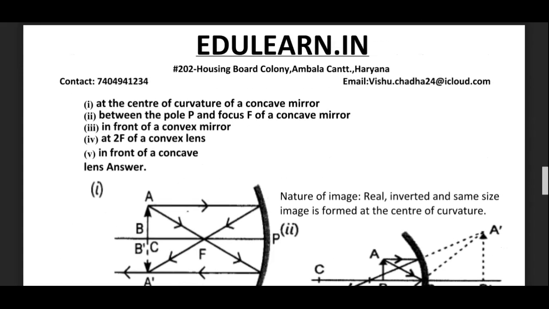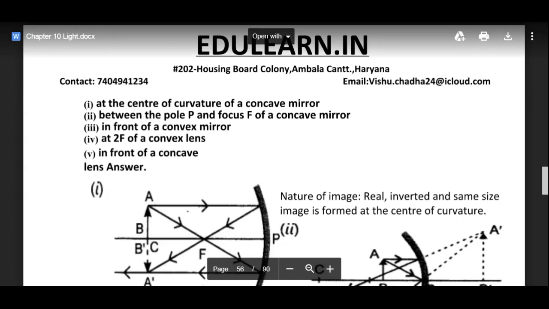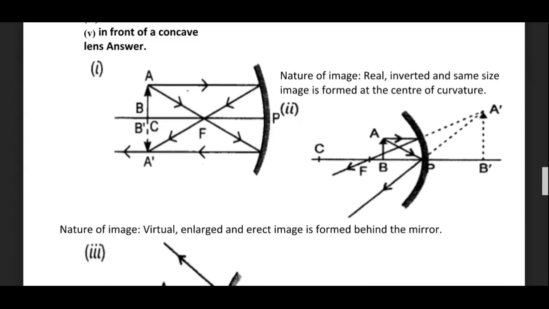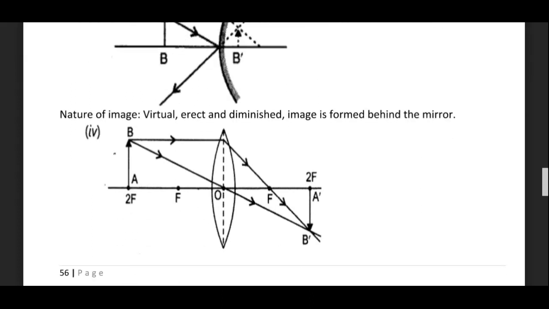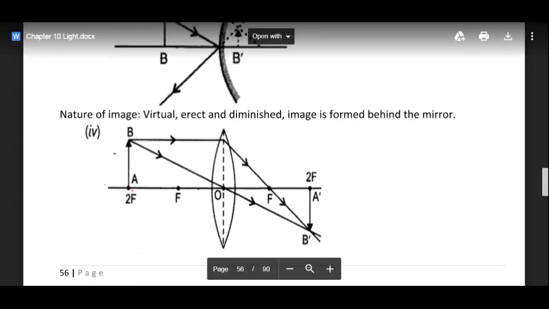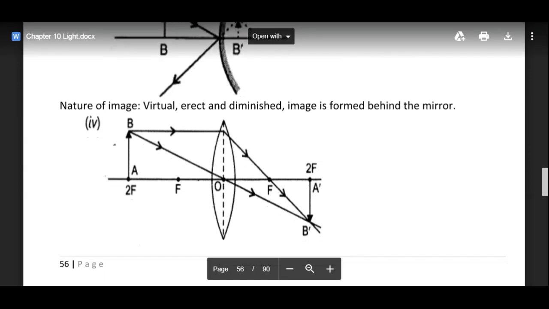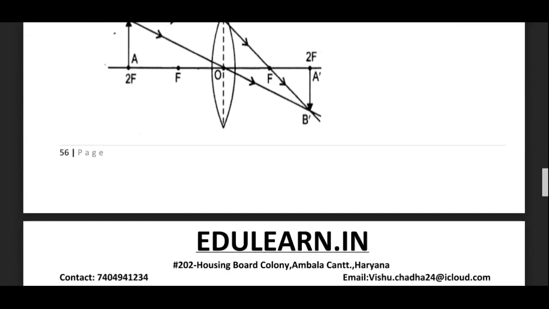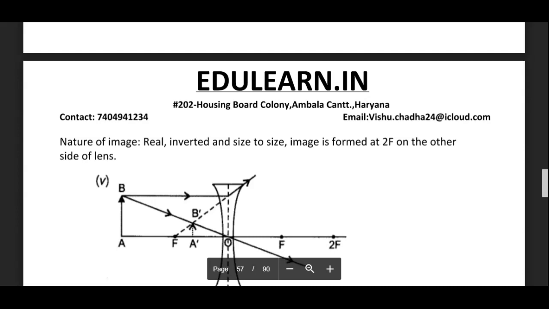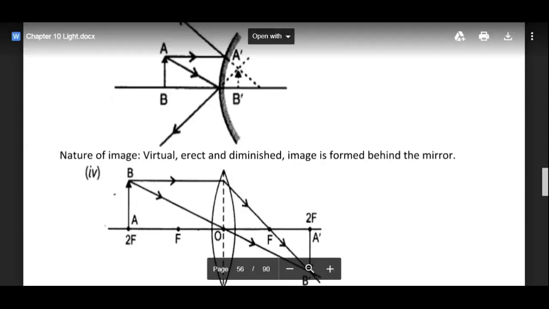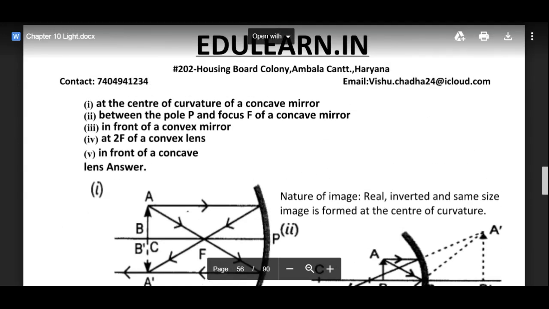Okay. Next case is an object at 2F of a convex lens. Let's see what happens in this case. At 2F, which is the center of curvature only, the image will form at 2F on the other side of the lens. So this will be a real, inverted image of the same size as the object, because 2F means the center of curvature only in the case of a lens.